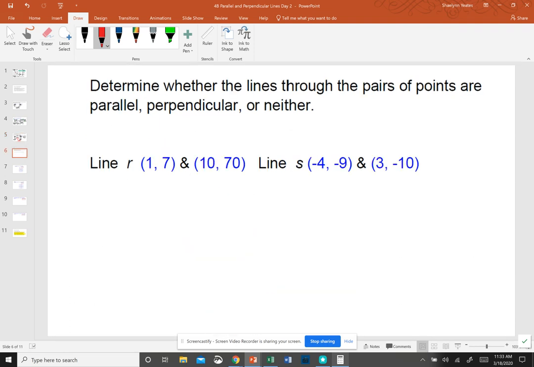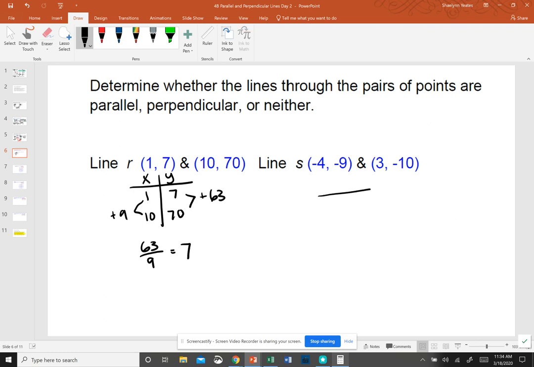Beautiful. All right, we're going to do it again. Try this one before I walk you through it. Okay, so pause the video here and give it a try. All right, so we've got 1, 7 and 10, 70. Here's my x, here's my y. This went up by 9, and this went up by 63. If we take our y and divide by our x, 63 divided by 9 is 7.